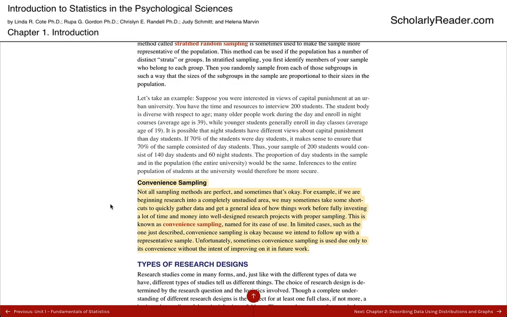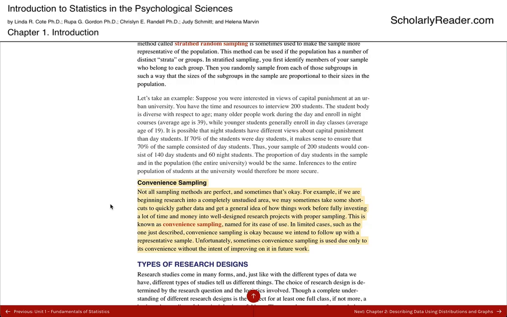Convenience sampling. Not all sampling methods are perfect, and sometimes that's okay. For example, if we are beginning research into a completely unstudied area, we may sometimes take shortcuts to quickly gather data and get a general idea of how things work before fully investing a lot of time and money into well-designed research projects with proper sampling. This is known as convenience sampling, named for its ease of use.